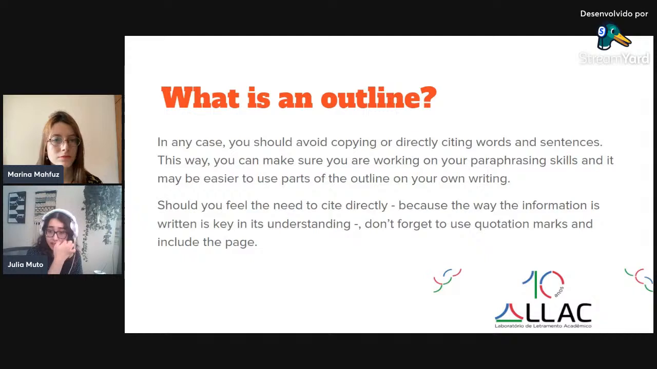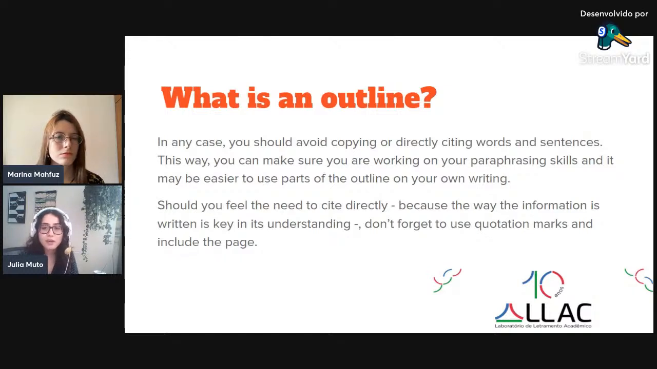So that is something that you have to keep in mind. And practicing paraphrasing is something that you can do through the outline. And then by the time you have to write your paper, you already have the paraphrased parts of the text, and you can use them in your own writing.